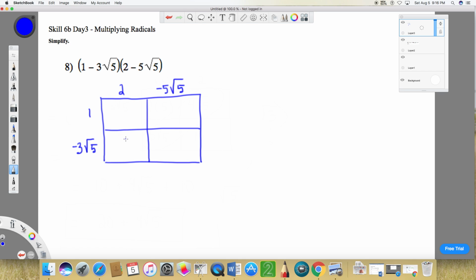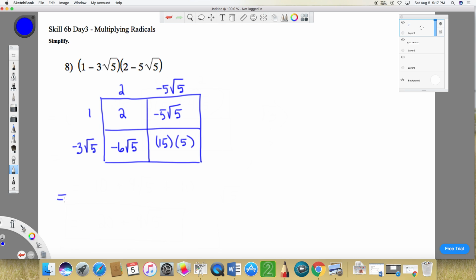So to get the entries inside the table, you just multiply the outside values where they intersect. We've got 1 times 2 is 2. 1 times, it's easy to multiply by 1, right? I'm pretty fast at it. So 2 times -3 is -6. And a negative times a negative is positive, and 3 times 5 is 15. And the square root of 5 times the square root of 5 is the square root of 25. We know that we have a pair of 5s here, so that just simplifies to 5.